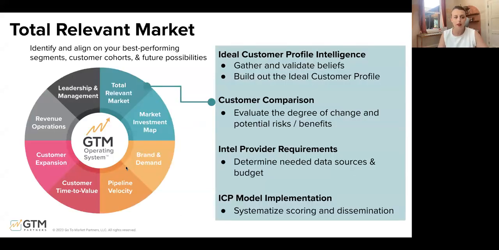So when we think about our total relevant market, there are 4 steps that Go-To-Market Partners really leans into. The first is we need to come up with that ideal customer profile. And the way we're going to do that is we're going to gather and validate beliefs. I always like to say, if you were to ask a salesperson, and you guys are welcome to throw this in the chat, if you were to ask your sales team what they consider their ideal customer to be, what would they typically say?